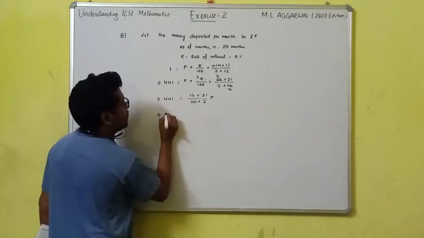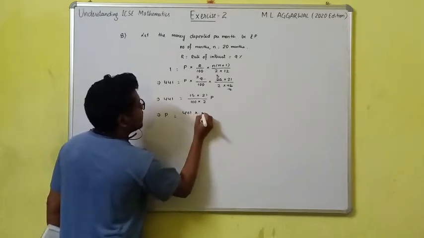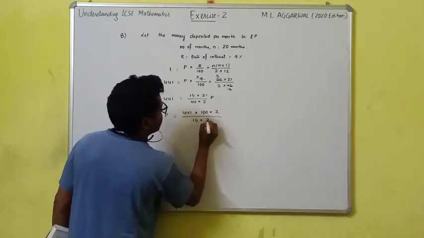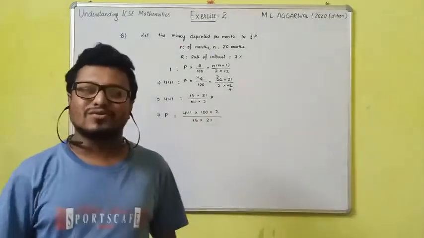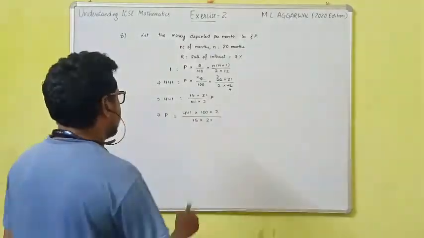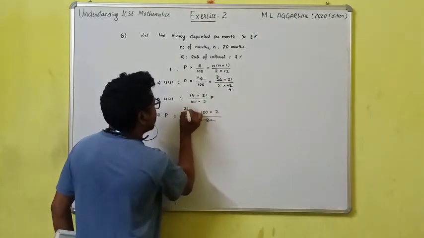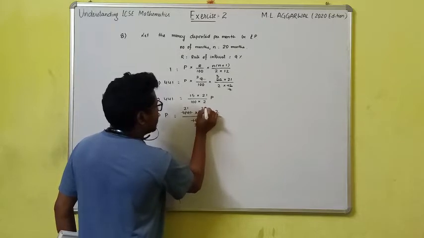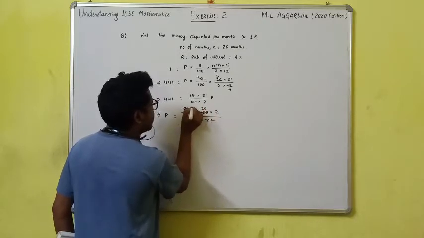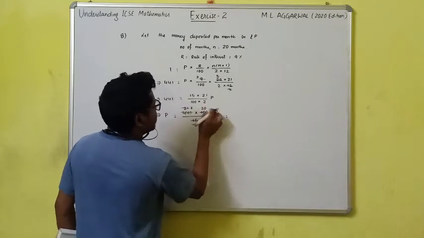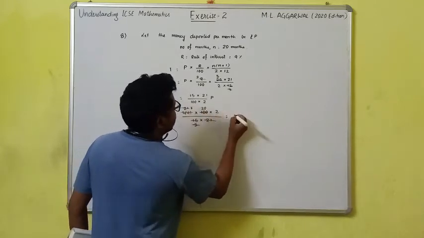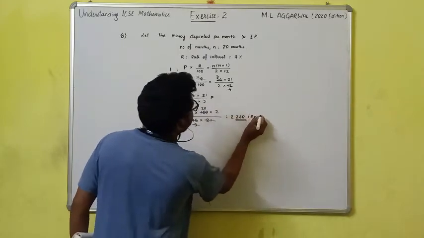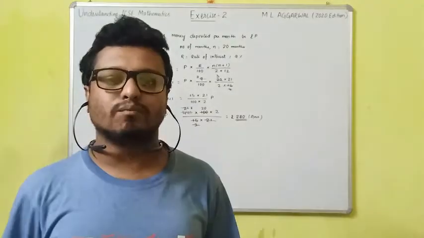So P is equal to 441 into 100 into 2 divided by 15 into 21. You know that 21 square is equal to 441, so it will cancel directly 21. Then 5 3s are 15, 5 20s are 100. So again 7 times, it will be rupees 280. So money deposited per month is 280. This is all about your question number 8.